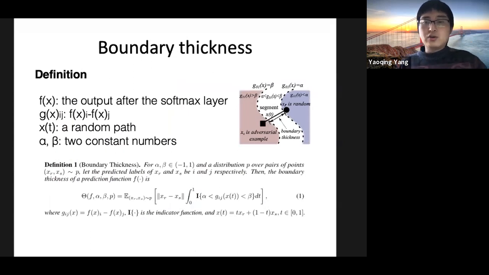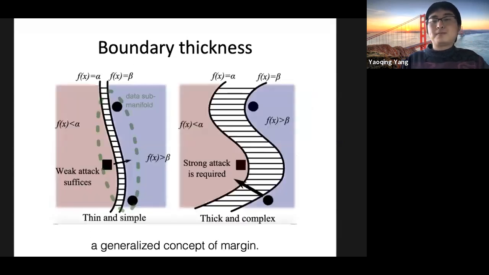Just to quickly show you, we have a formal definition of boundary thickness, but it's really just a mathematical description of what we are showing on this plot. Basically, we're just trying to measure the distance between the 2 level sets of a decision boundary. So you don't really need to pay too much attention to the mathematical definition. We're just measuring this distance here.